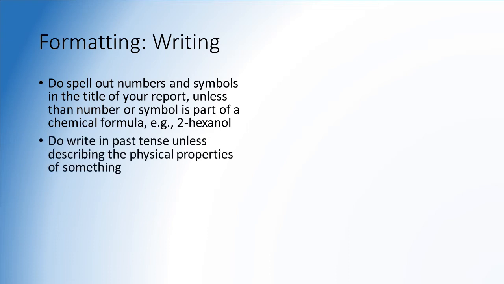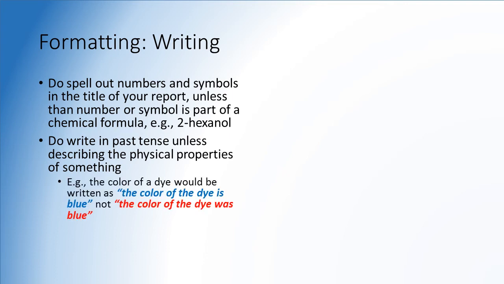You should write in the past tense unless you're describing physical properties of something. That is because you're reporting on an experiment that was performed in the past. You're not currently performing it. However, physical properties are true regardless of the time that they are being observed, so they should be written in the present tense. For example, when describing the color of a dye, you should say the color of the dye is blue, not the color was blue, unless a color change was observed during the experiment, at which point the past tense is appropriate for the initial color of the dye.